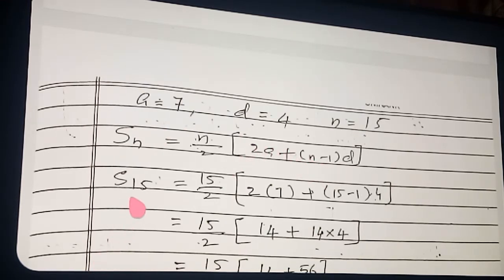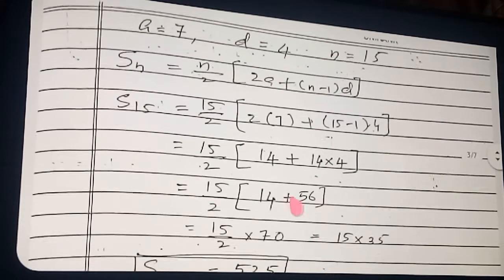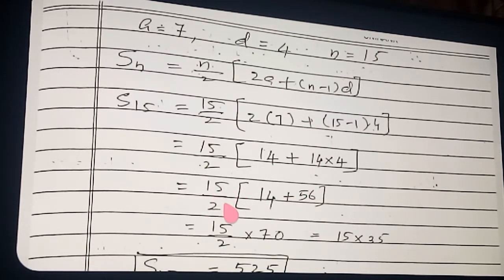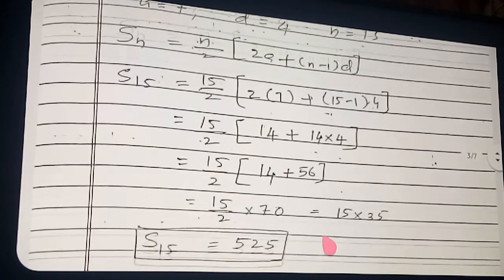So S15, in the place of n, what is written? 15. It is equal to 15 by 2 into 2 into a, 7, 2 into 7 plus 15 minus 1, that means 14 into D. Clear? So calculate now. Calculation is left for you. 15 by 2 into 14 plus 56, 70. This 70 and 2 will cancel, 35. So 15 into 35, how much did you get?